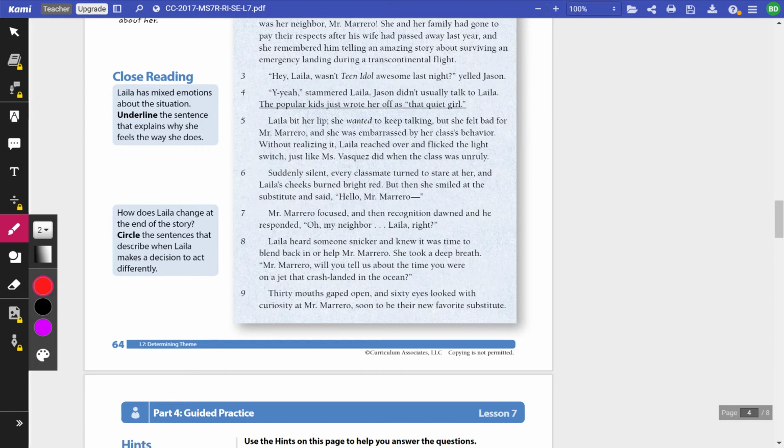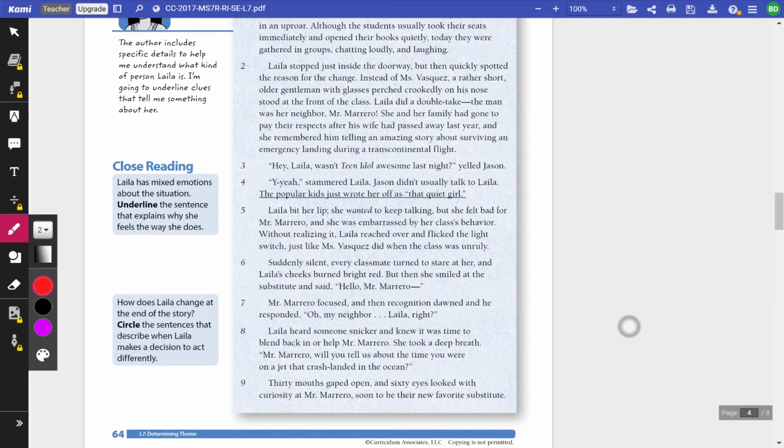She took a deep breath. "Mr. Marrero, will you tell us about the time you were on a jet that crash landed in the ocean?" 30 mouths gaped open and 60 eyes looked with curiosity at Mr. Marrero, soon to be their new favorite substitute.